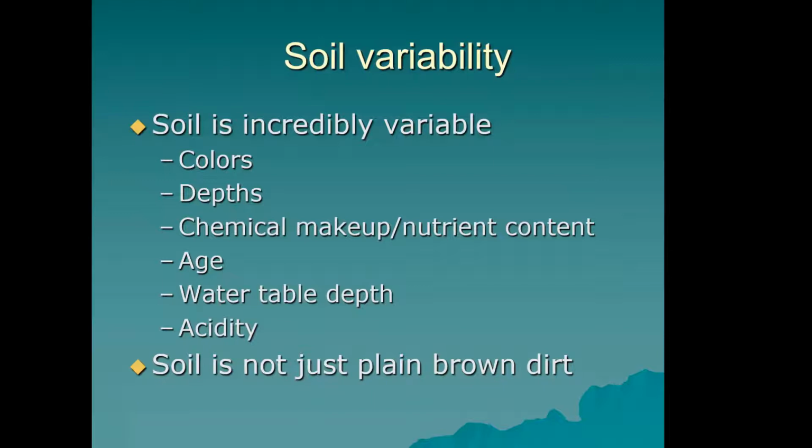I work in Fairfax County, and just to give you an example, Fairfax County is not that big in terms of its landmass, but it has 110 different soil types recognized just in the county. So there's a lot of variability from soil, even in smaller areas. So the point of this is soil is not just plain brown dirt. It can look different, it can be different, it can have different health and a lot of different characteristics.